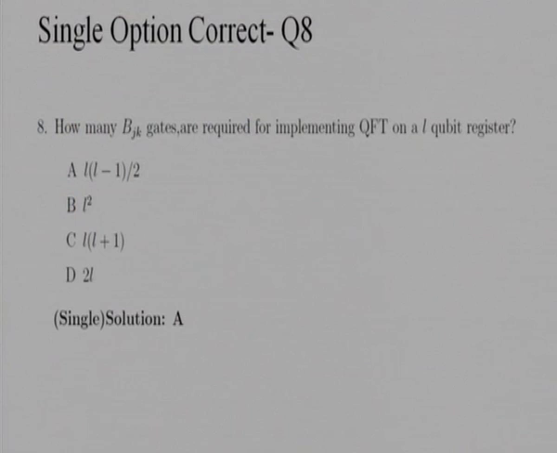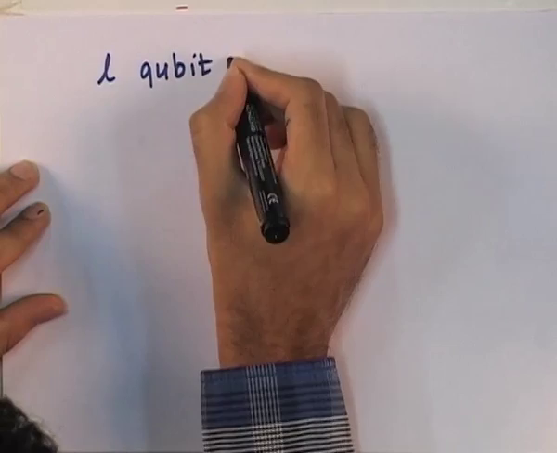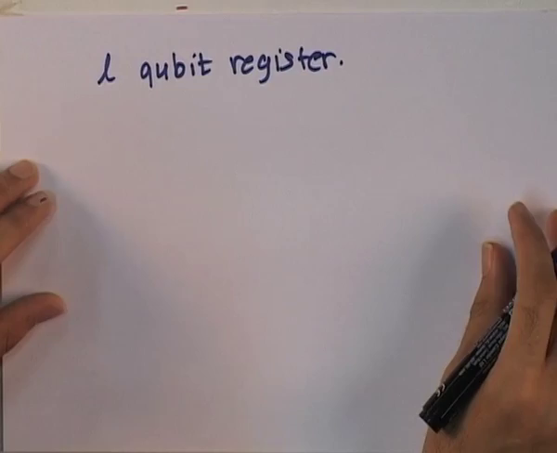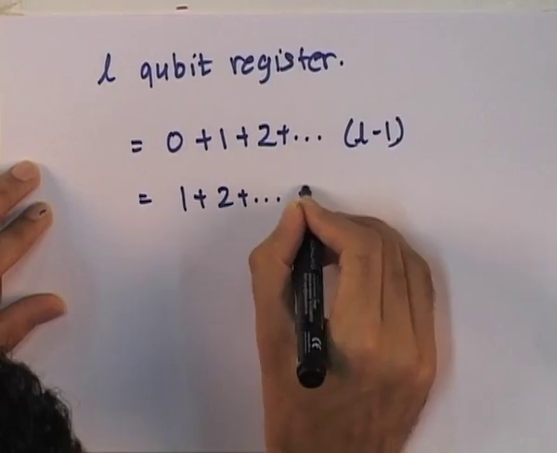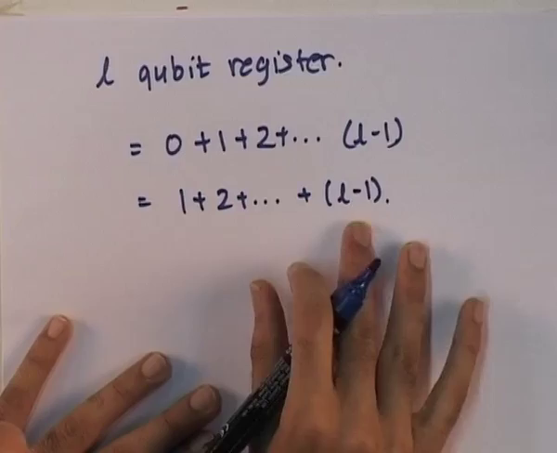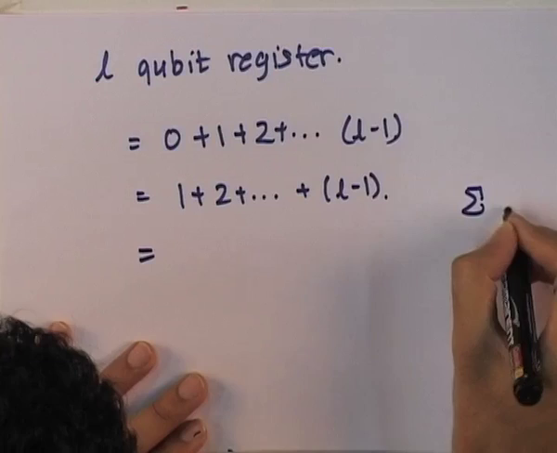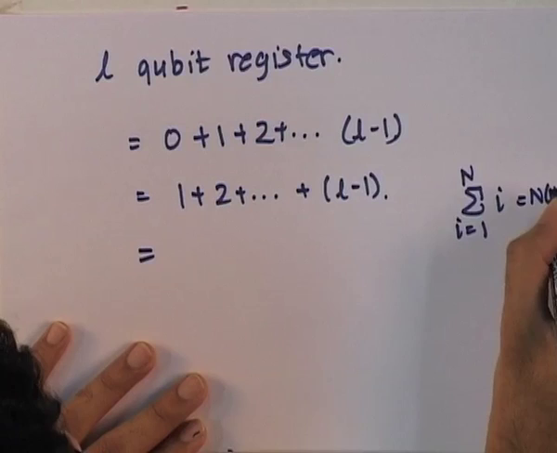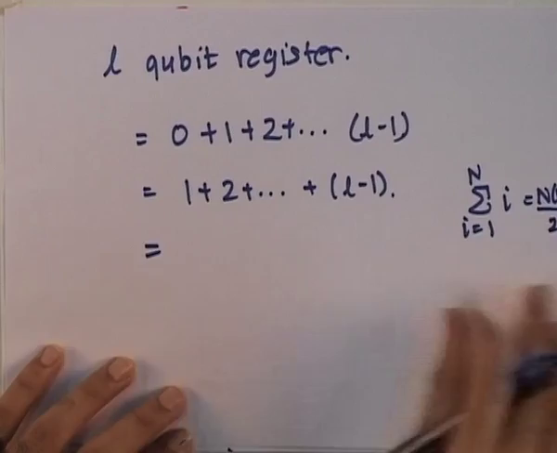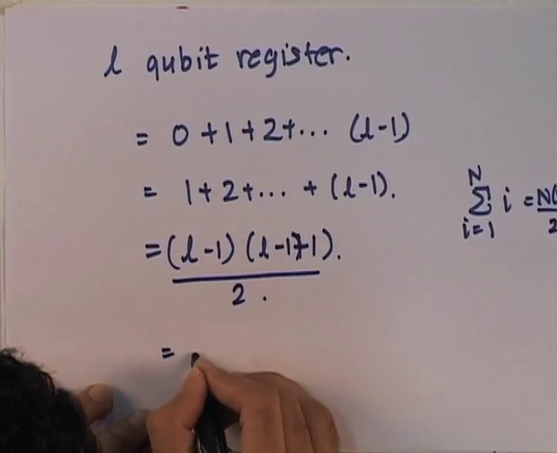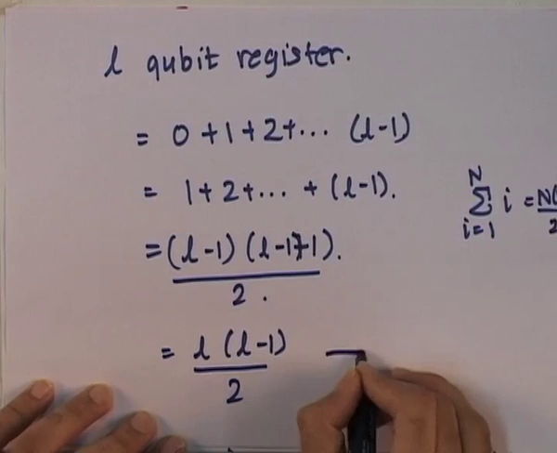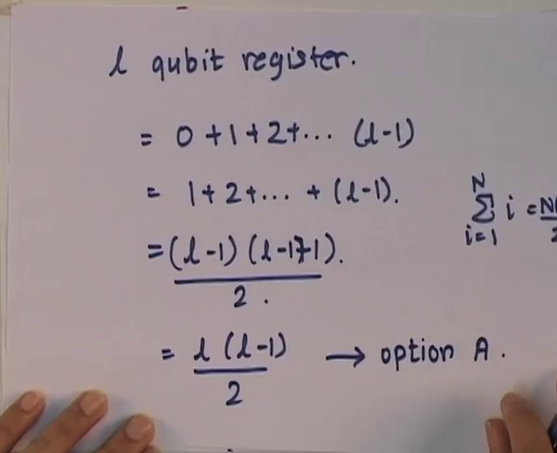So for an L qubit register, if we generalize, what we should get is 0 plus 1 plus 2 till L minus 1, which is just 1 plus 2 dot dot dot till L minus 1. This is just the sum of the first L minus 1 natural numbers, and we can use the formula that summation over i for i going from 1 to n is n into n plus 1 upon 2. So here what we get is L minus 1 into L minus 1 plus 1 upon 2, which is L into L minus 1 upon 2, which is same as option A. So the correct answer for question 8 is option A.